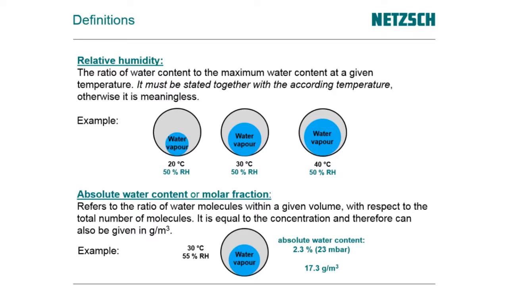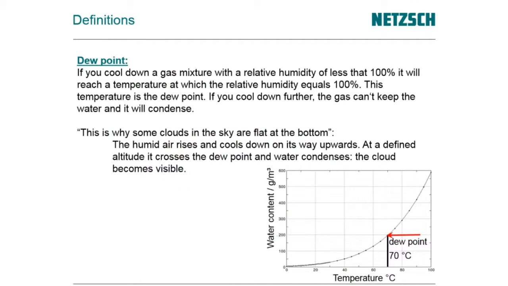Besides these humidity or water content terms, you also have the possibility to describe a humidity level of gas by the so-called term dew point. This is a little bit tricky. The dew point is the temperature which refers to a certain point of 100% relative humidity.